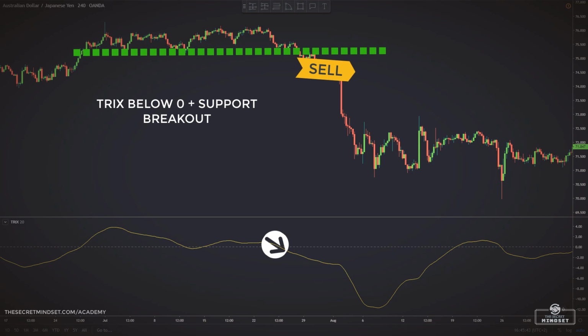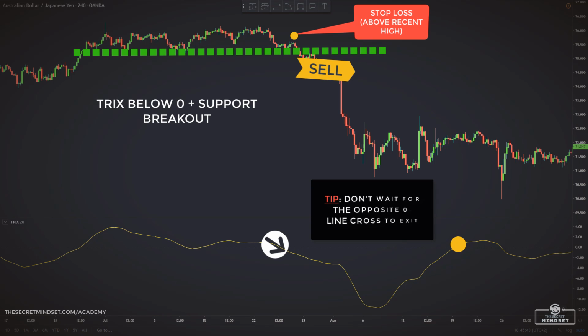Unfortunately, the entry point has little regard for an appropriate place to put a stop loss. To control risk, a stop loss must be implemented, preferably just above a recent high if taking a short position, or just below a recent low if taking a long position. Waiting for the price to move back across the zero line to exit the trade is not a good idea, because it can mean giving a lot of profits back to the market. For this reason, you shouldn't rely on the Trix indicator to offer an exit.